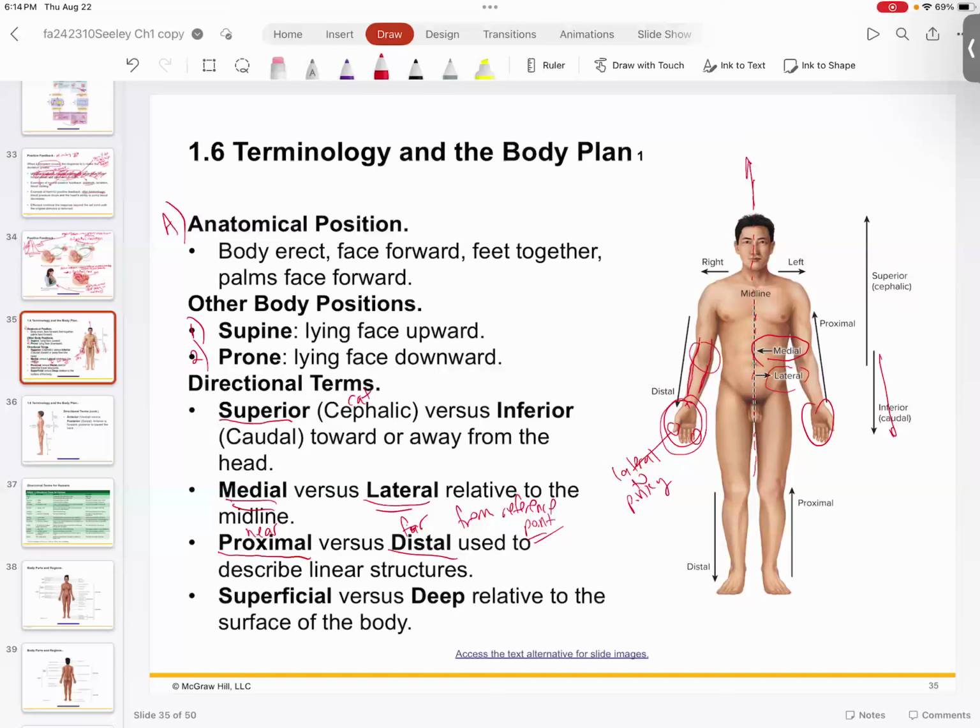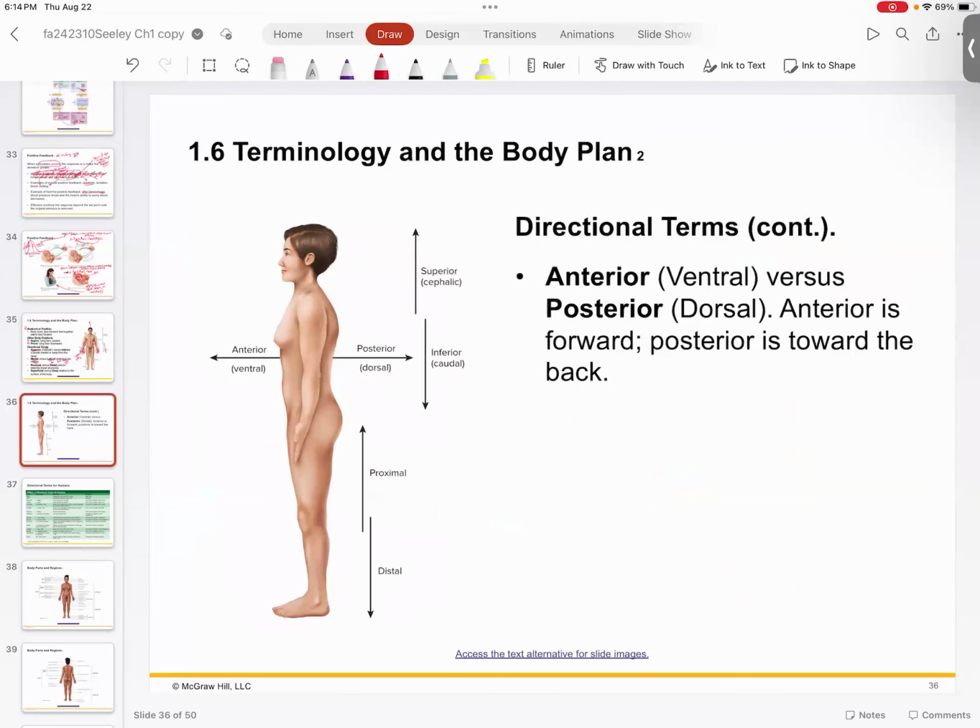If you take a look at the top layer, that's superficial. The bottom layer is the deep layer. That's kind of what it looks like also. So we have a couple of other directional terms. When we turn our body around, we also have anterior and posterior. Just to orient ourselves, here is our superior aspect. This is our inferior aspect.